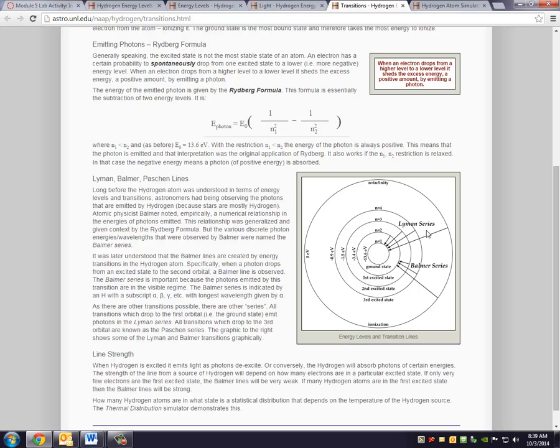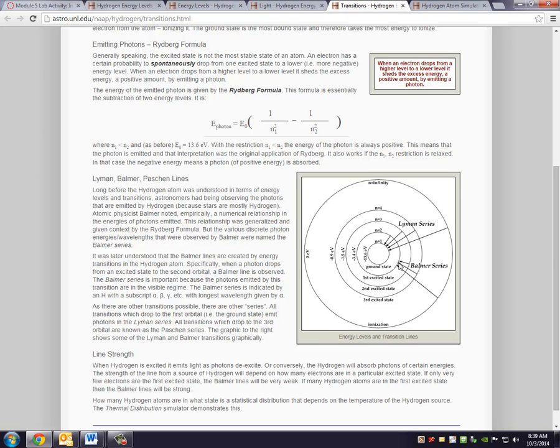And as you're going to see in the simulator, it's L alpha and L beta, the first one being L alpha, L beta, etc. These are all ultraviolet, very energetic types of photons. You'll also see the Balmer series. Those are designated with an H. It's H alpha, H beta, etc. Those are not quite as energetic. In fact, those are usually visible types of light.